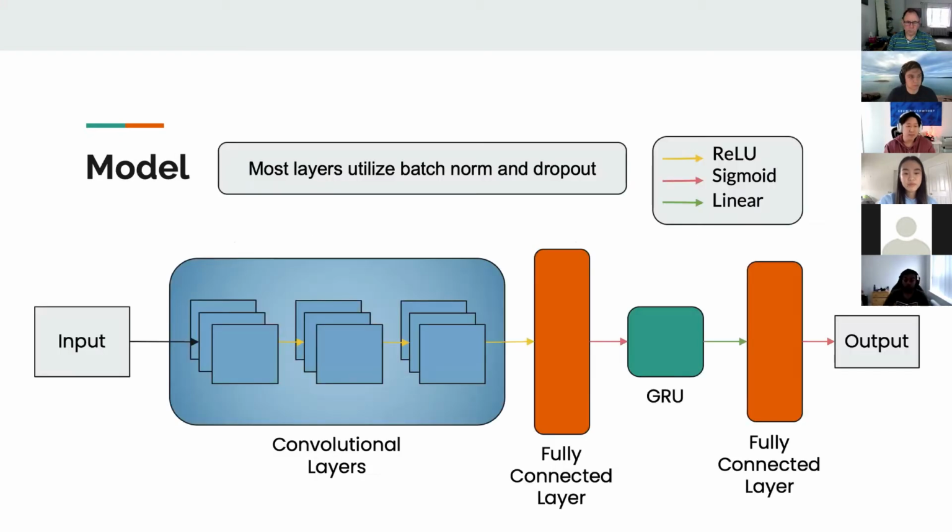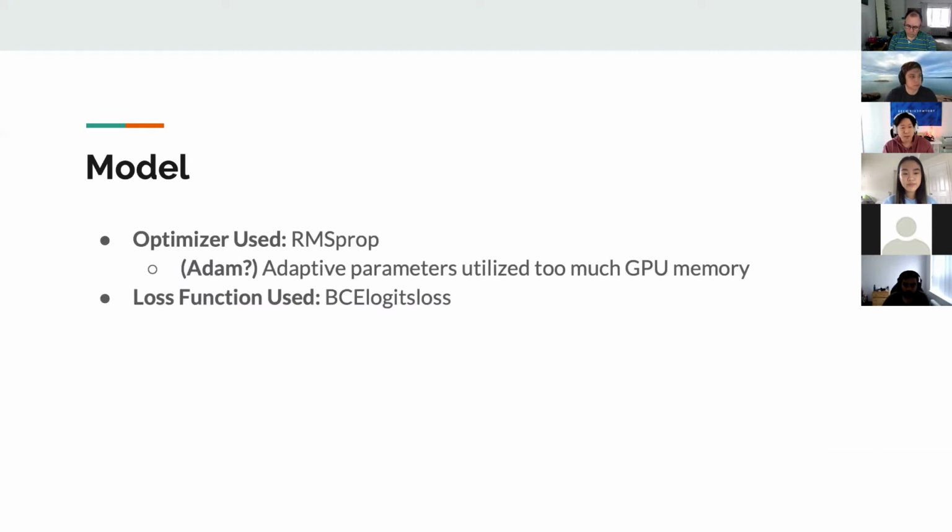In terms of our model, we have our input, which goes through 3 convolution layers, each with its own max pool. Then it's passed through a fully connected layer into a GRU unit, and then back into another fully connected layer, and then we get our output. Most of these layers utilize batch normalization as well as dropout. In terms of optimizers used, we used RMSprop and a loss function of BCE with logits loss. We couldn't go with using Adam because our model was too large and the adaptive parameters taken in with Adam were too much for the GPU memory that we had.